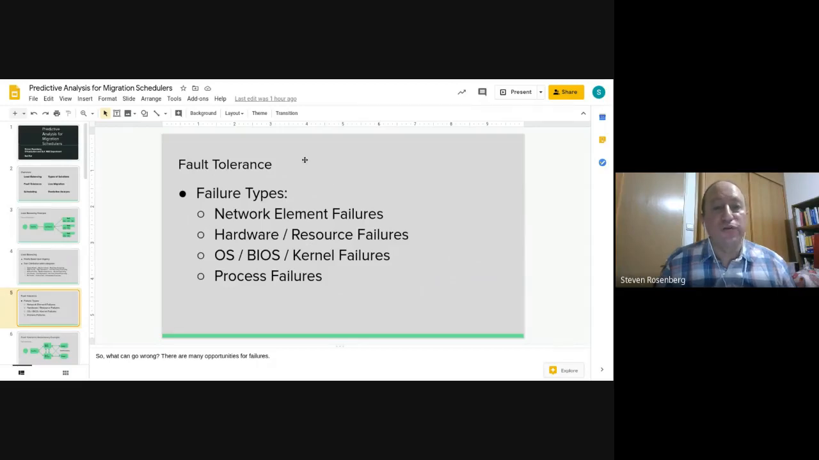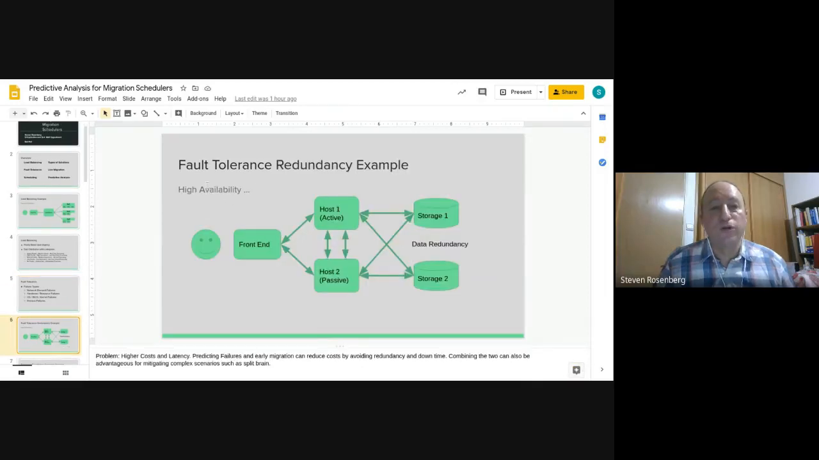So fault tolerance, well, what can go wrong? Well, there are many opportunities for failure. We have network elements that can fail, hardware and resources that can fail, operating system, BIOS and kernel failures, and of course, process failures.